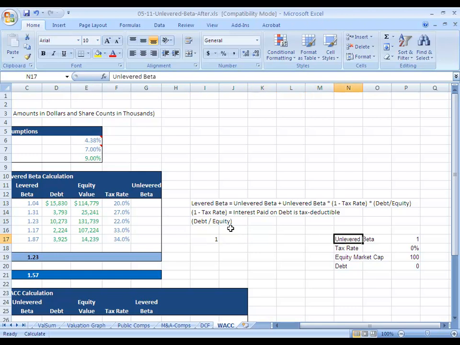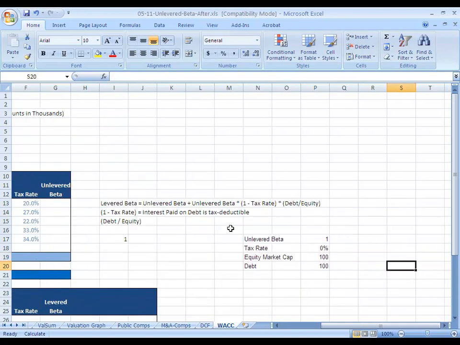But now what we want to do is look at the same scenario and say that the company has now raised 100 worth of debt. Now if the company has a market cap of 100 and they raise 100 worth of debt, and assuming a tax rate of 0%, this should make the company twice as risky overall. So now let's go in and modify these numbers in this formula.